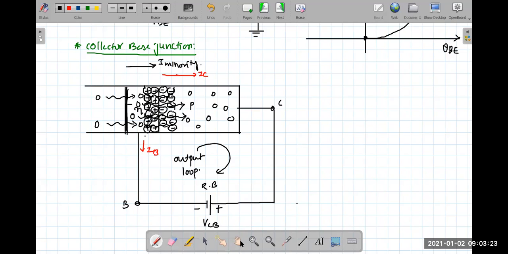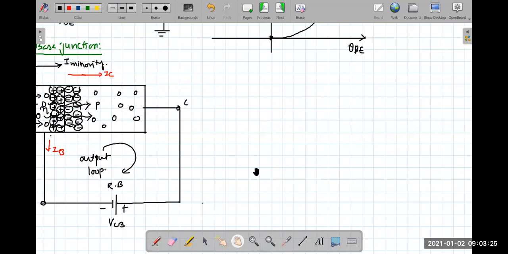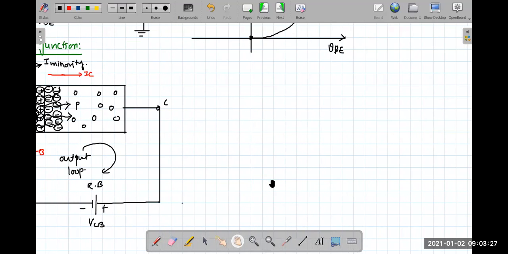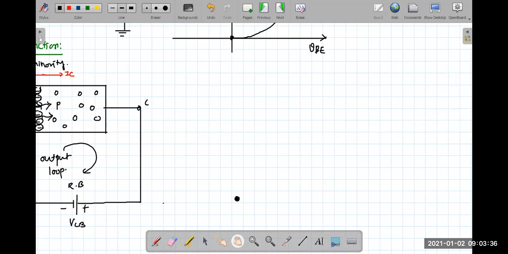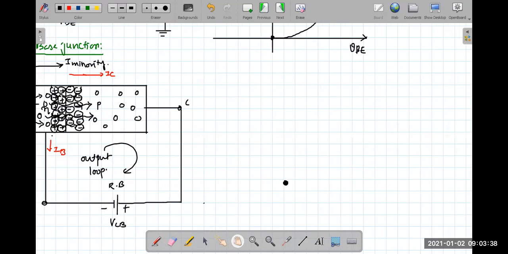So let's try to see how this functions. Let's try to see how this exactly functions. Let's try to plot the output characteristics. Now, by output characteristics, we mean, oh sorry, forgive me, this is supposed to be reverse bias.